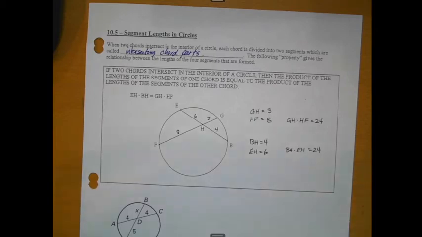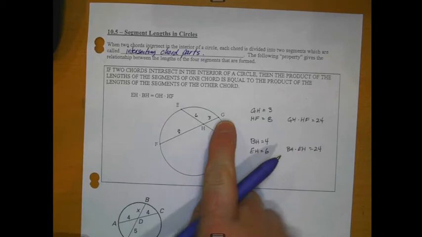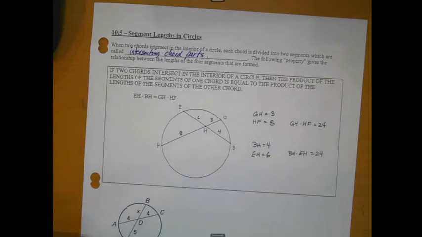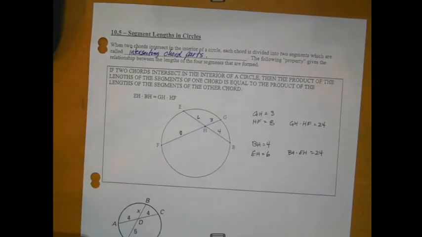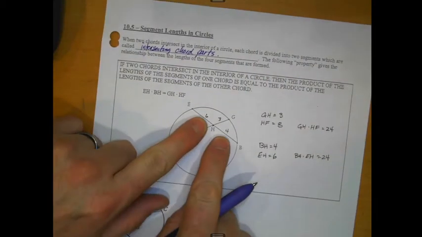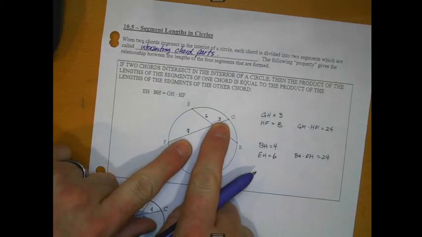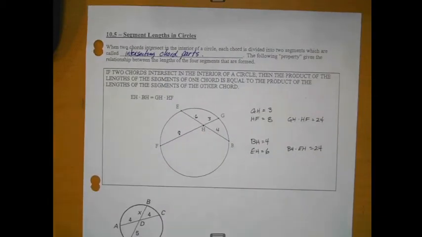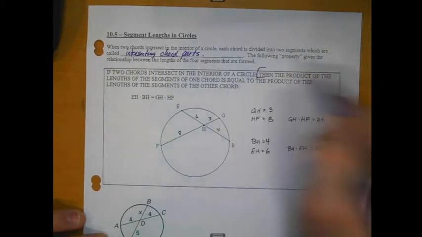so we have chord FG and EB intersecting, and they both intersect at point H. H is not necessarily a midpoint. If you notice, these are 6 and 4. This is 3 and 8. There is a special property that goes along with this.